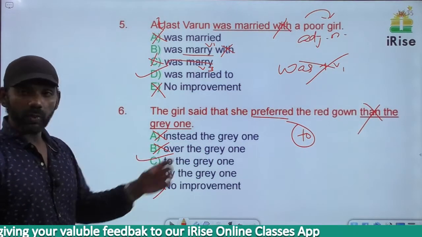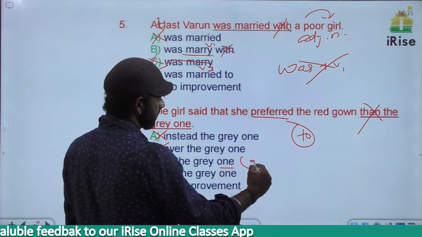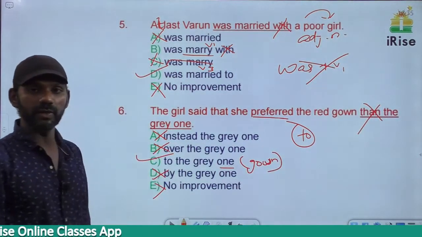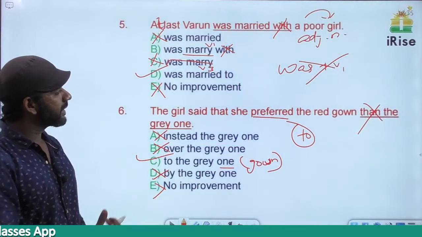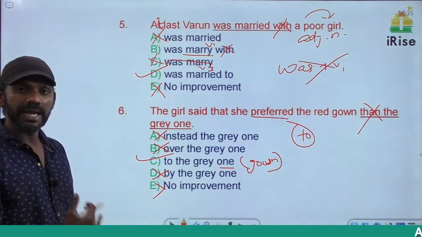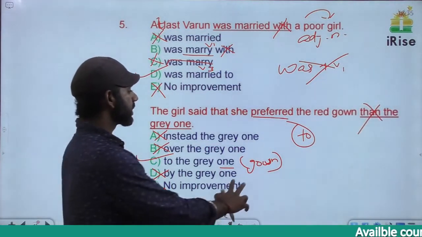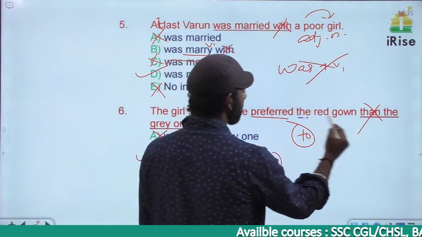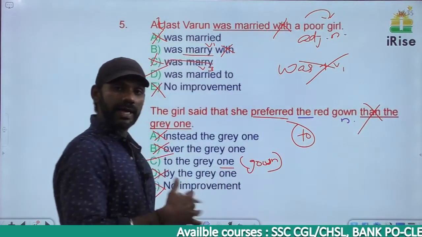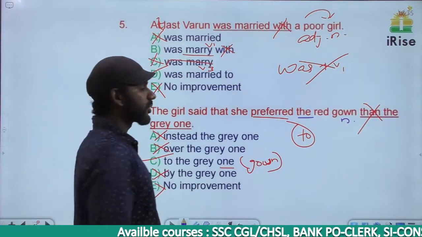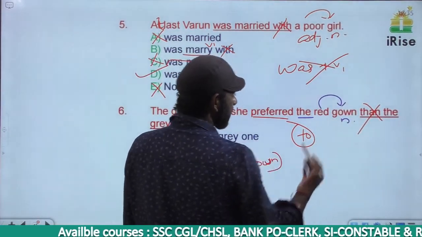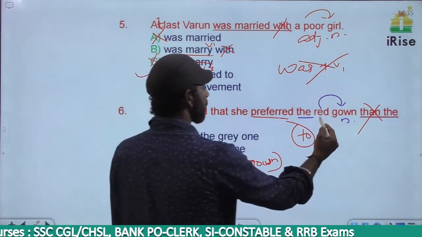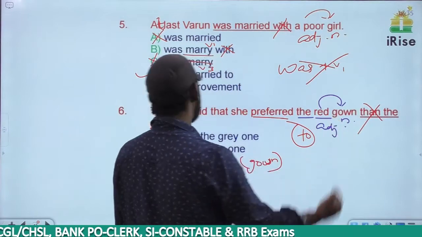Now, grey one means grey gown. We are not using the word gown again just to avoid redundancy. The girl said that she preferred the red gown. Gown is a noun because of the article the. Red gown, in the sense, the word red describes gown. Any word that describes a noun is called an adjective. So the word red becomes an adjective.